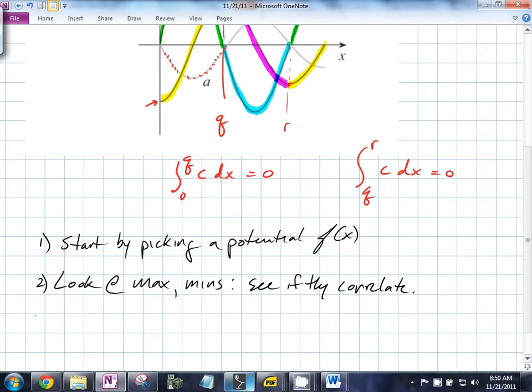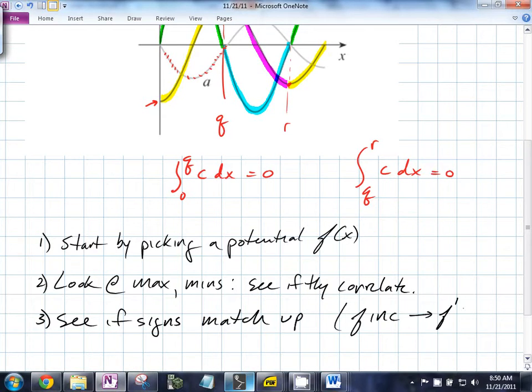And also see if signs match up. What do I mean by signs match up? F increasing means what? F prime is greater than 0, right? So if the function is increasing, it means that the derivative better be above the x-axis. And there's only 6 possible combinations.